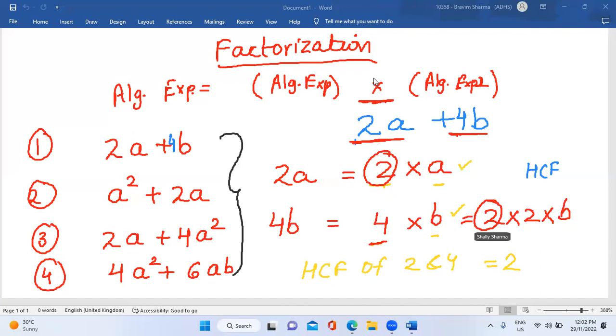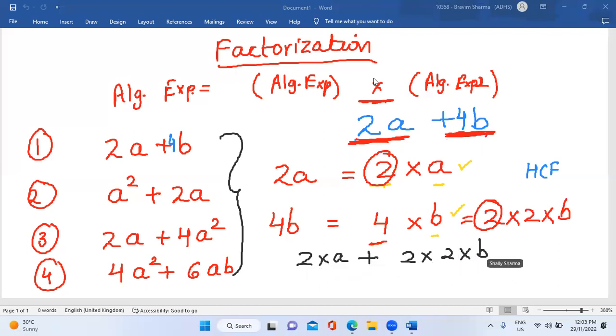Now when I take this 2 out, what is going to happen? I have the term 2a and I have the term 4b. I am going to write it like this: it is 2 times a plus 2 times 2 times b. This 2 times I am going to take common, so it is outside. When I take this part outside, what will be left inside? It is only this a. So I would be writing a.